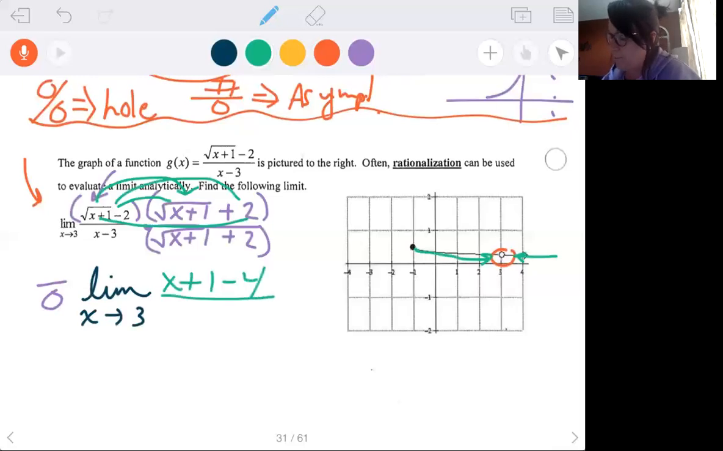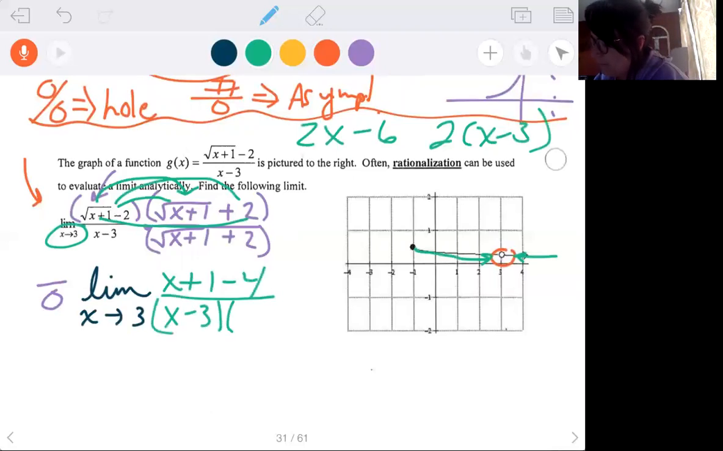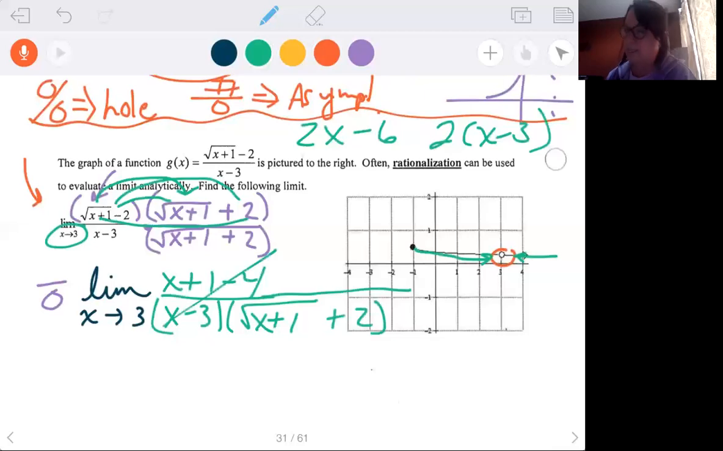Take a look at that top. I told you I knew there was an x minus 3 up there because when I plugged a 3 in, it gave me a 0. And if you plug a 3 into something and it gives you a 0, it has to have an x minus 3 in it. Look at this. Oh, I plugged a 3 in and it gave me 0. That's because there's an x minus 3 in it, right? On the bottom, I have the x minus 3 times the square root of x plus 1 plus 2. Now, these cancel. That's where the hole exists.